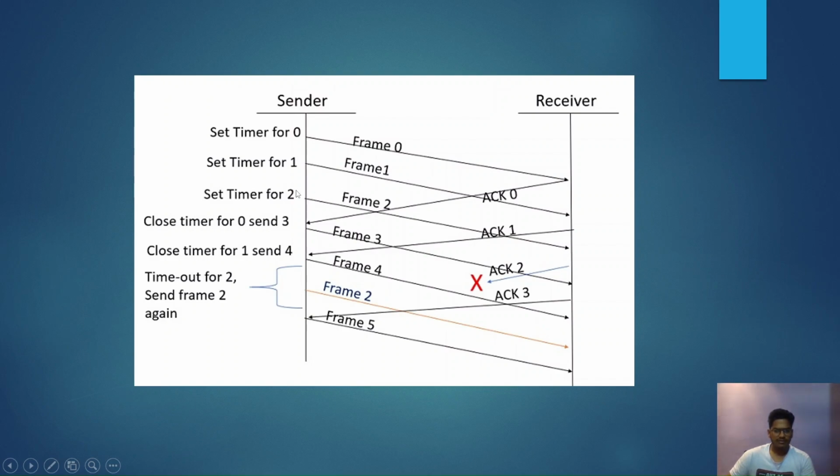Now see, frame 2 is sent from the sender to the receiver, and acknowledgement 2 is lost. So either the frame hasn't been transmitted properly to the receiver, or the acknowledgement was lost. After the timeout, frame 2 is sent again to the receiver, which then sends back an acknowledgement, and this process keeps continuing until all the data packets are sent from the sender to the receiver.